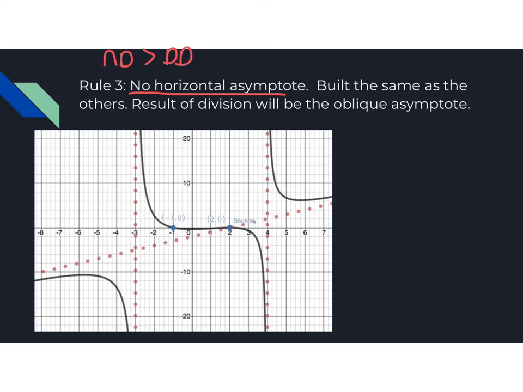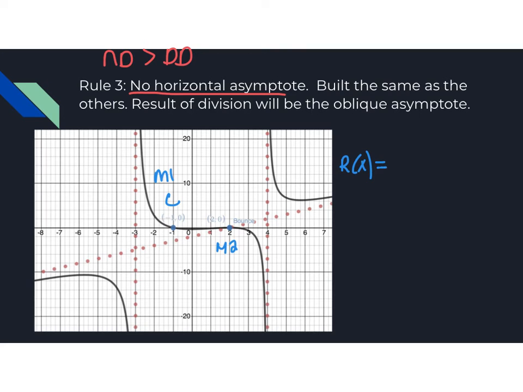The good news is that our function is created the same as the other functions. Just when we're done, we should have a higher degree in the numerator than the denominator. So I notice if I create my function, for now ignoring the fact it has an oblique asymptote, I have an x-intercept at -1, 0 with a cross. So that's going to be multiplicity of 1. I have an x-intercept at 2, 0 with a bounce. That's a multiplicity of 2.